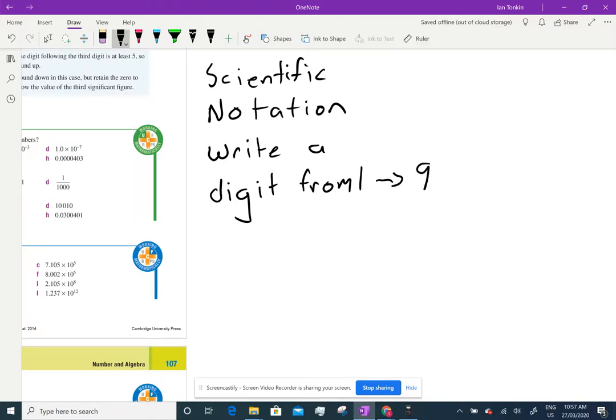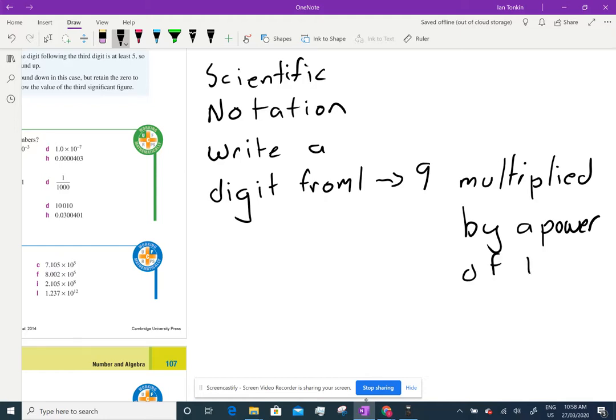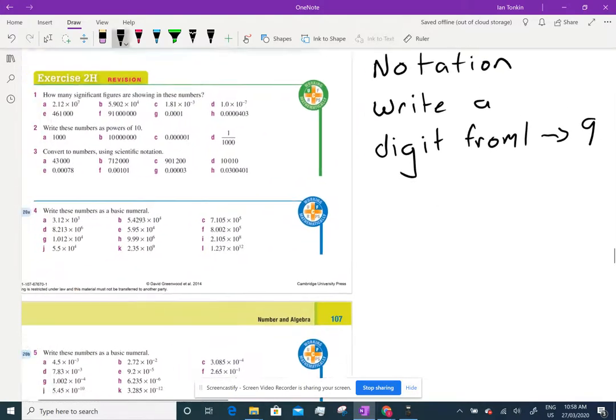Right, 1 to 9, multiplied, because if you write 10, well then that's 2 numbers, multiplied by a power of 10. So, they're pretty easy.